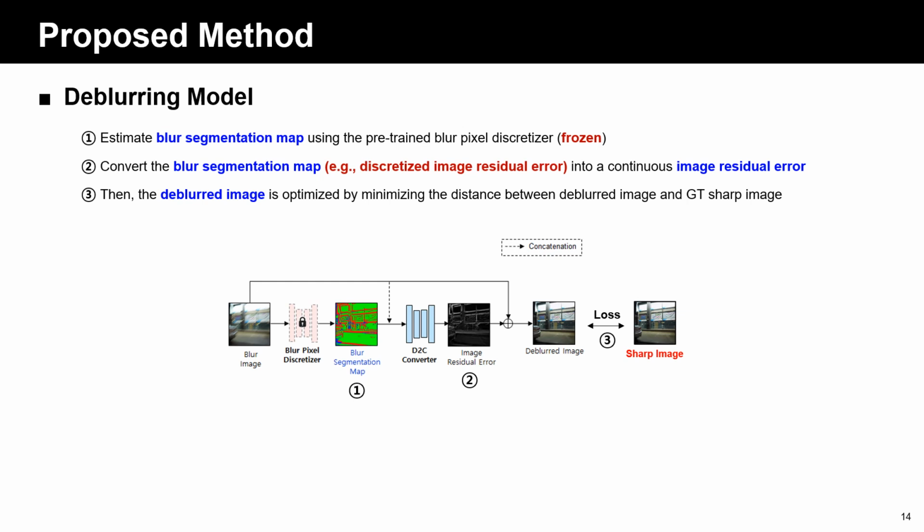As shown in the figure, given a blur image, we estimate the blur segmentation map using the frozen blur pixel discretizer. And then we transform this discrete map into a continuous form by our D2C converter. Finally, our D2C converter is optimized by minimizing the distance between the deblurred image and the GT sharp image.